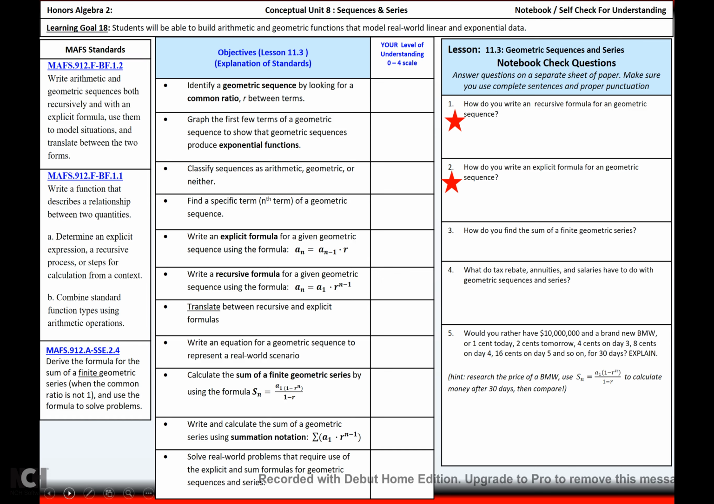Alright, so how do you write a recursive formula for a geometric sequence? Well, you would say the nth term is the common ratio times the previous term. An explicit formula is a sub n equals a sub 1 times r to the n minus 1.